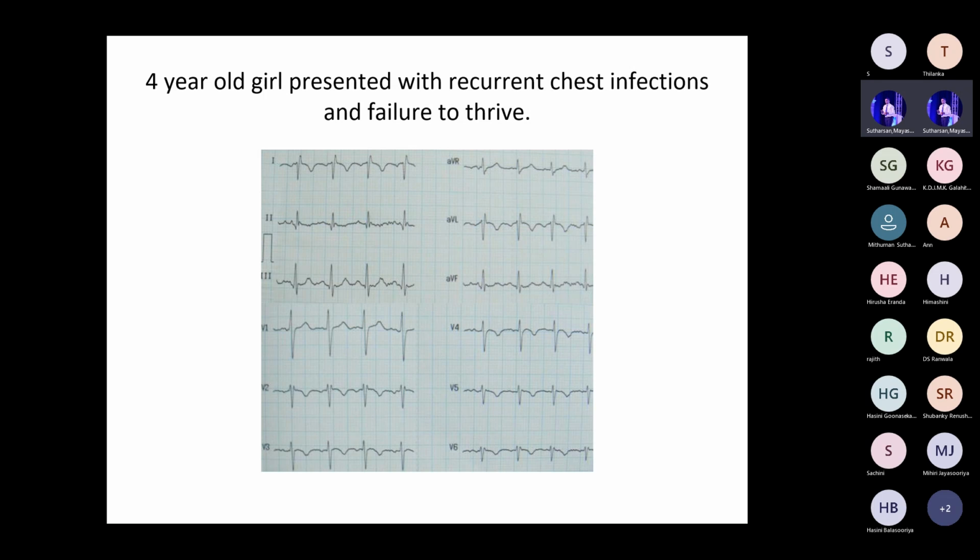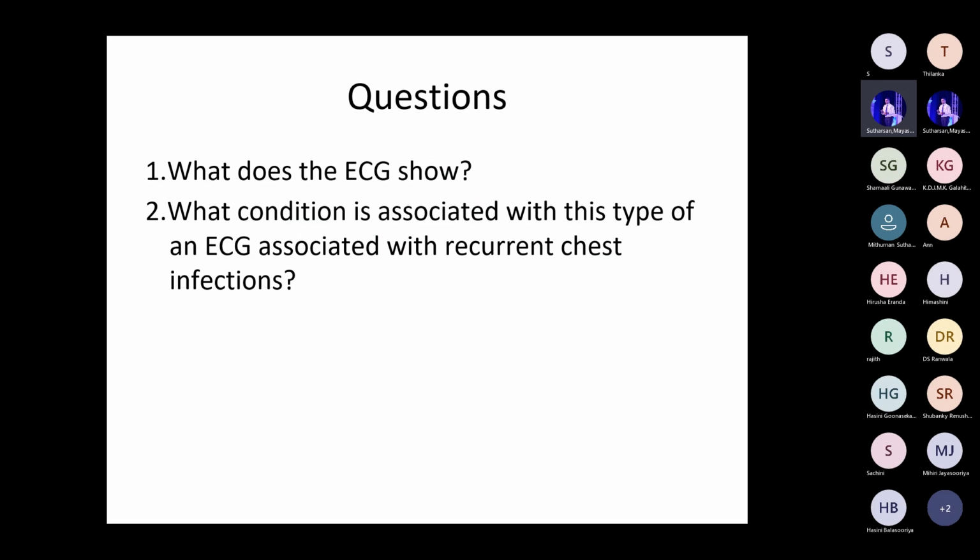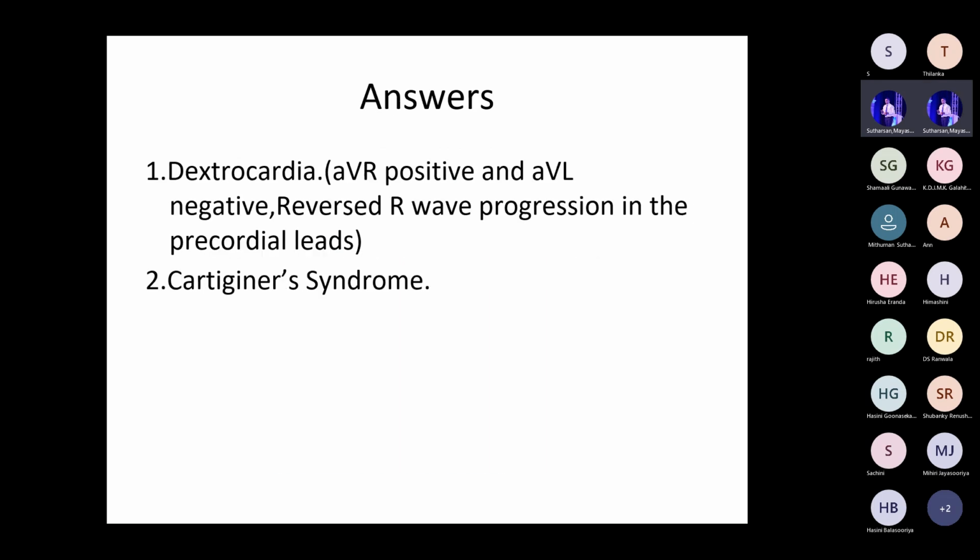That's called reverse R wave progression. So what is the condition with recurrent chest infections and dextrocardia? Kartagener's. Here AVR positive, AVL negative, reverse R wave progression in the precordial leads, so Kartagener's syndrome. Very easy.